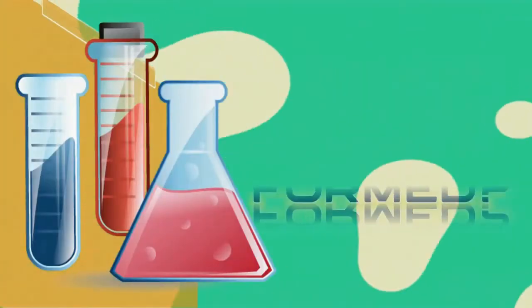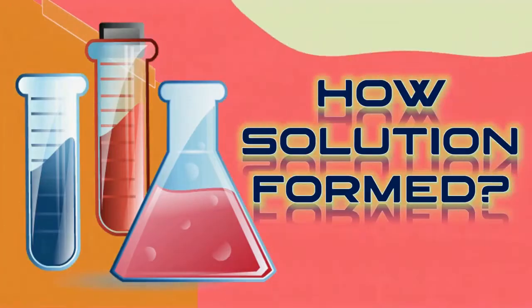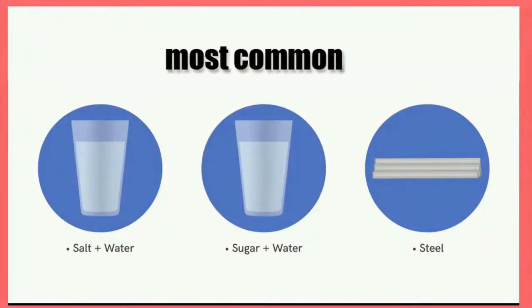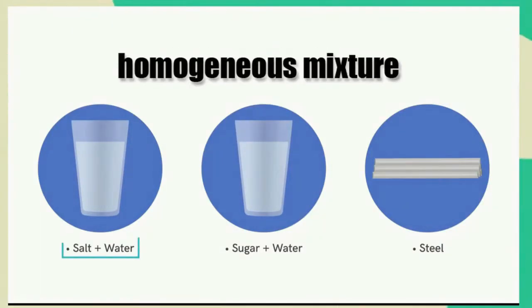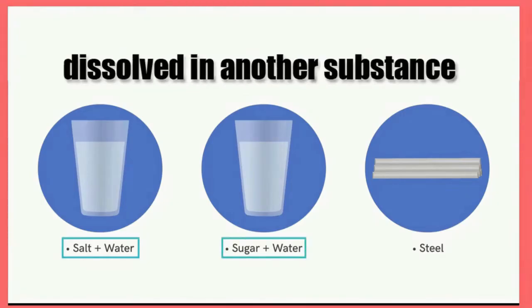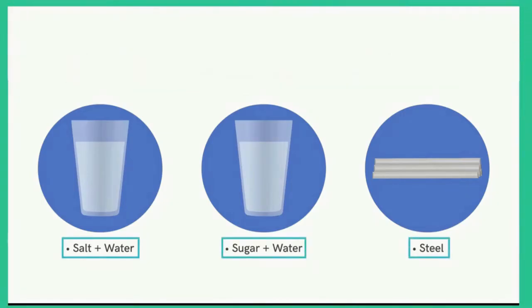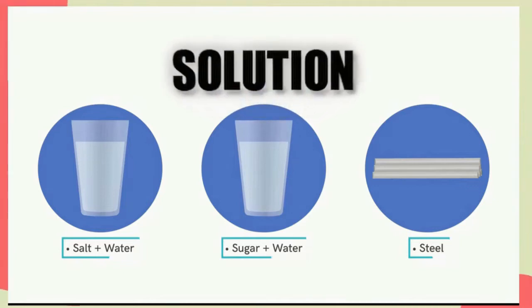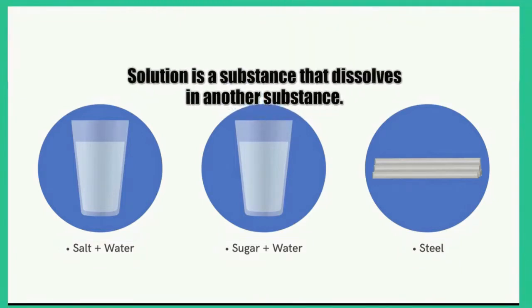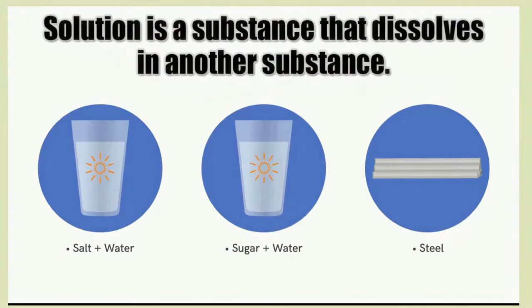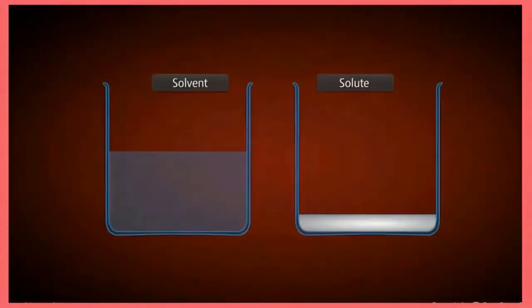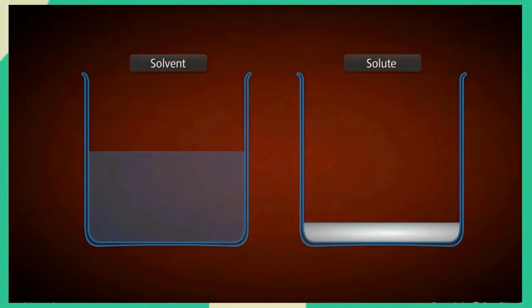This time, let's talk about how solutions form. The most common type of homogeneous mixture is one substance dissolved in another. Such kind of mixture is called a solution. A solution is a substance that dissolves in another substance. A solution is composed of a solvent and a solute.